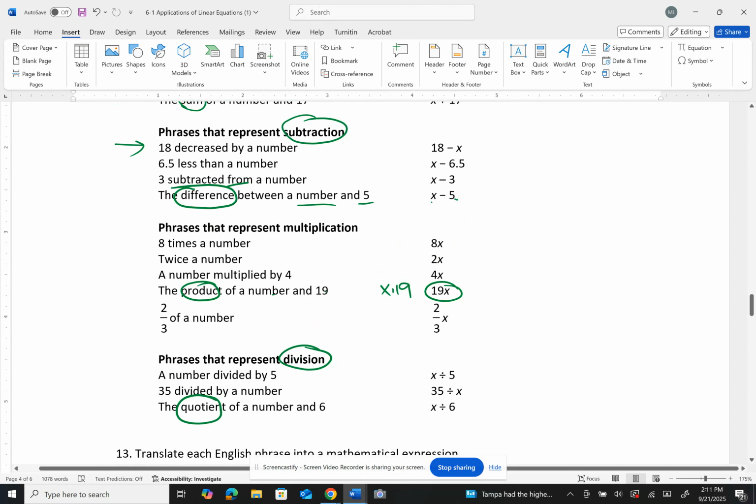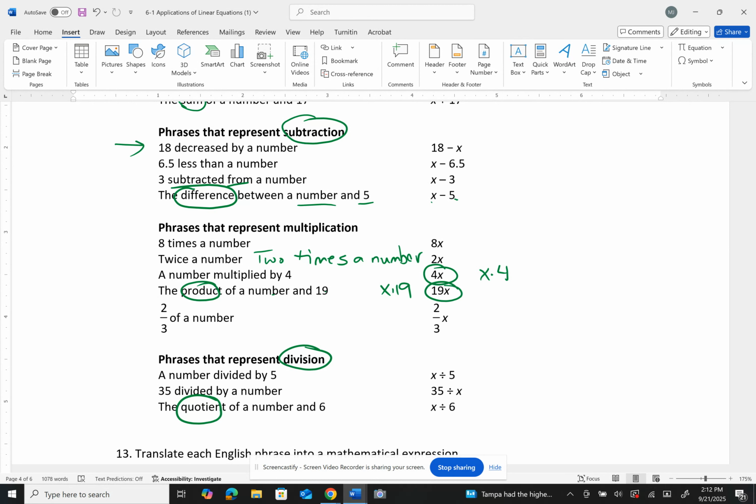All right, so with multiplication, they might say 8 times a number. If they say twice a number, that means the same as 2 times a number. It's like actually supposed to be an abbreviation for that. 2 times a number. That's 2x. And 2x means 2 times x. A number multiplied by 4, okay, even though you might be thinking it's more customary to put the 4 first, and with multiplication it didn't matter.